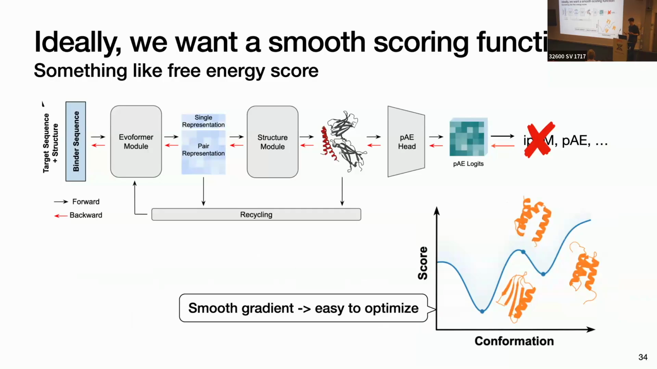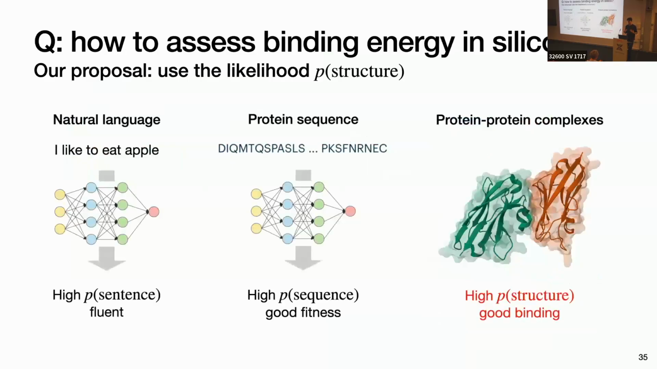If you have a good scoring model, you can plug that into any type of binder design system, not just BindCraft, but anything, right? And I think this is a very important and interesting problem. I'm going to talk about my view, not necessarily the only way, but my approach is to try to go back to the probabilistic approaches.